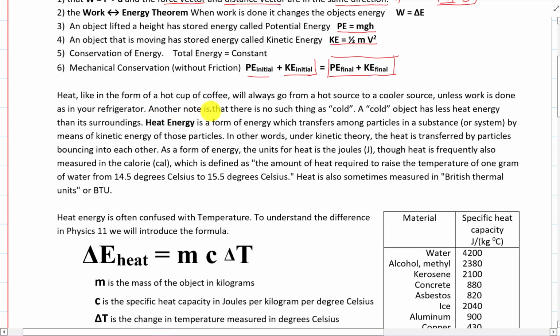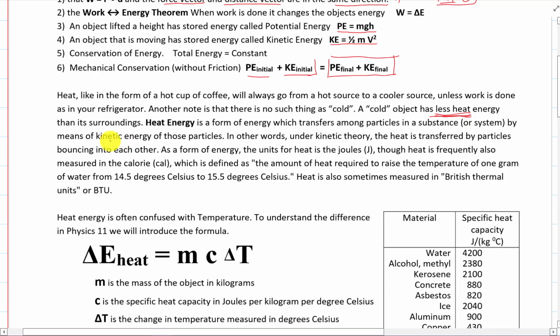Another note is that there's no such thing as something being cold. A cold object just has less heat. So it's just the amount of heat compared to its surroundings. If it's less than its surroundings, you call it cold, and if it is more than its surroundings, you call it hot.